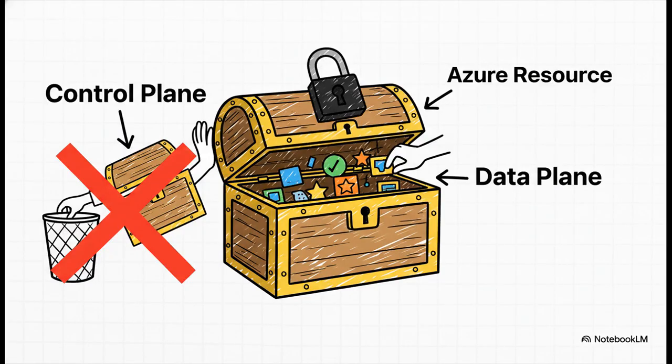Now, this is a super important distinction, the difference between the control plane and the data plane. Locks work on the control plane. What that means is they protect the resource itself from being deleted or modified, but they don't touch the data plane. That's the data inside the resource. So you can lock a storage account to stop it from being deleted, but your users can still add or remove files inside it. You really have to get this concept for proper security.